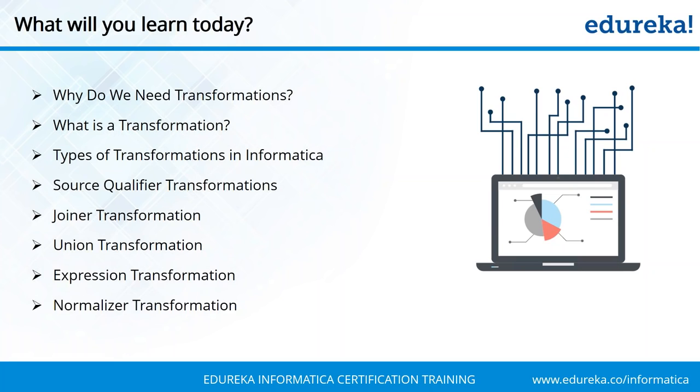After that, we have the joiner and the union transformation. Now, these transformations help you combine the data from various sources. Then we have the expression transformation. Now, the expression transformation can be used to perform or calculate certain expressions which can be applied to each row. Finally, we'll be looking at the normalizer transformation. This transformation helps us in converting the data to a normalized format.